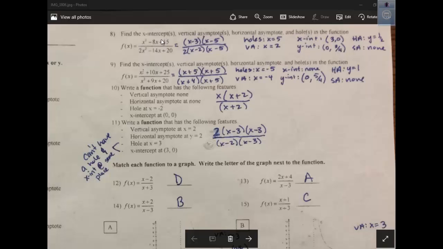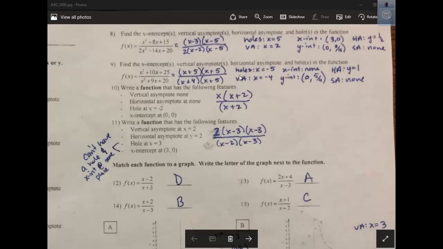The y-intercept is going to be the y-intercept at the top divided by the y-intercept at the bottom, so that's 15 over 20, which reduces to 3/4. The horizontal asymptote is going to be 1 over 2. The degrees are the same, and so we take the coefficient of the leading terms, 1 over 2. And since there is a horizontal, there's no slant.